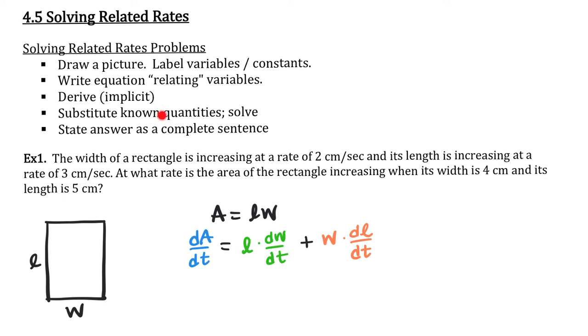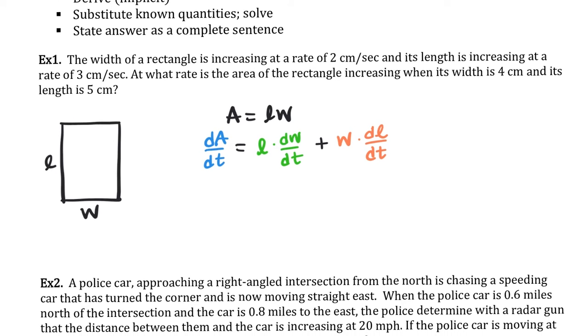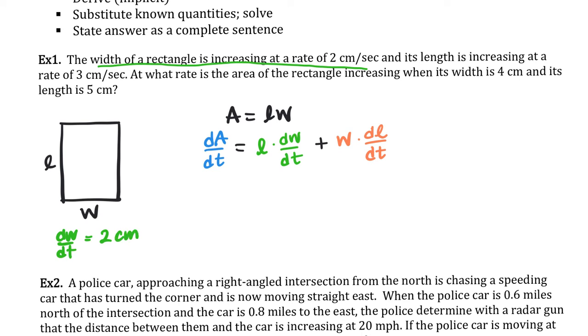Okay, next it says substitute the known quantities and solve, and then state the answer as a complete sentence. So now I'm going to go back into the equation and see what they gave me now that I have this set up. Okay, the first thing they tell me is the width is increasing at a rate of 2 centimeters per second. So they're telling me that dW/dt is 2 centimeters per second. Okay, what else do they tell me? The length is increasing at a rate of 3 centimeters per second. So dL/dt is 3 centimeters per second.